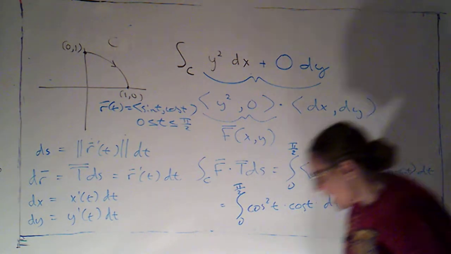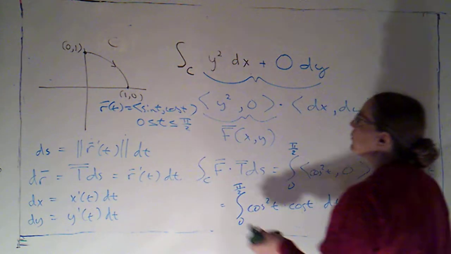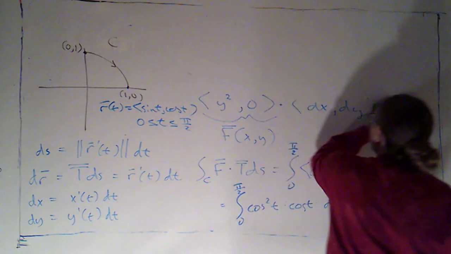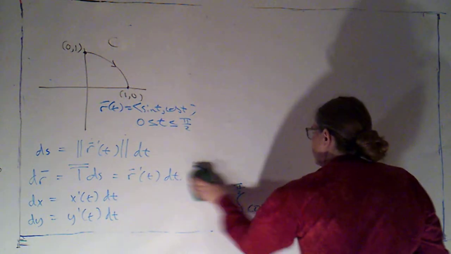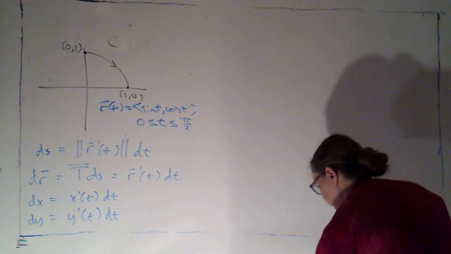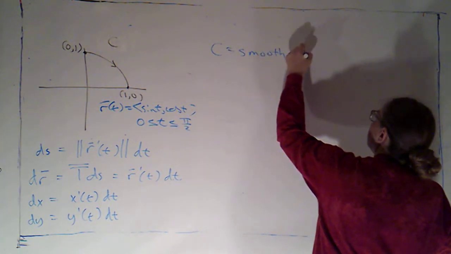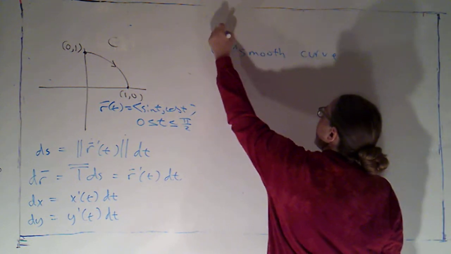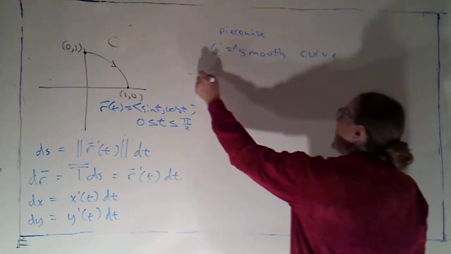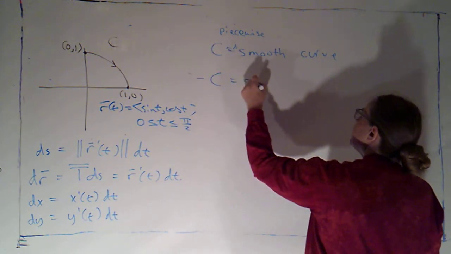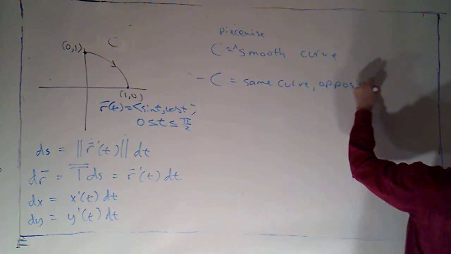Okay, last thing I want to talk about is if we reverse the orientation of a curve. So let's say that C is a smooth curve, and it's actually okay if it's a piecewise smooth curve. You don't need it to come in one piece. I'm going to let negative C be the same curve with the opposite orientation.